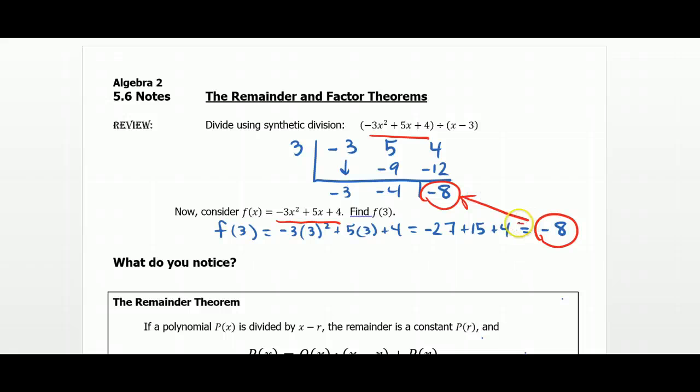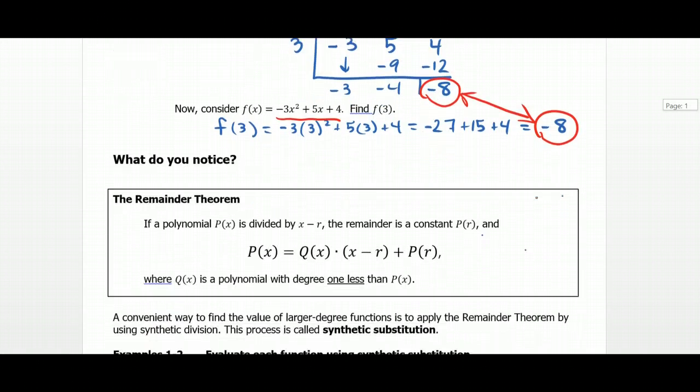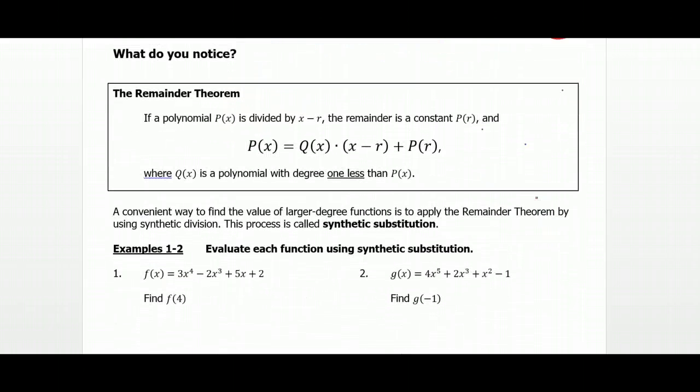Okay, and that's not actually a coincidence. That leads us to our first theorem we're going to look at in this unit, and that's called the Remainder Theorem. And what the Remainder Theorem says is this. It says you can take any polynomial, we'll call it p of x, and you can divide it by the quantity x minus r.